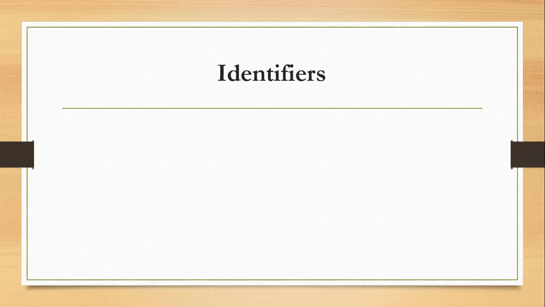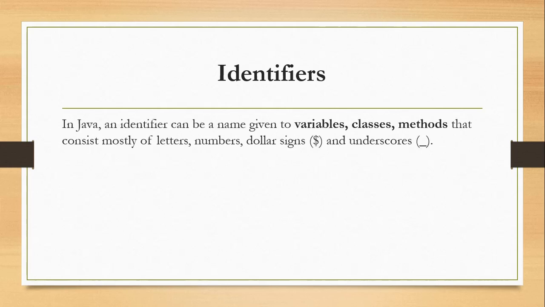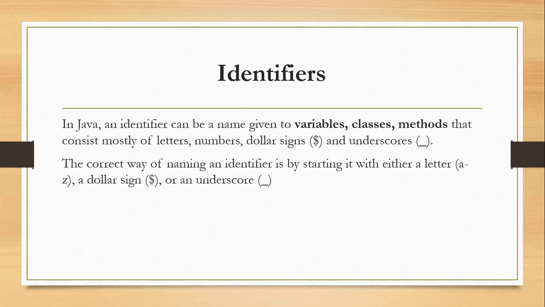Identifier. In a high-level programming language like Java, we use English terms for computer instructions. We give names, or identifiers, to classes, variables, methods, and others. These mostly consist of letters, numbers, dollar sign, and underscore. In Java, identifiers can be a name given to variables, classes, and methods that consist mostly of letters, numbers, dollar signs, and underscores. So the correct way of naming an identifier is by starting it with a letter. An identifier can be of any length.